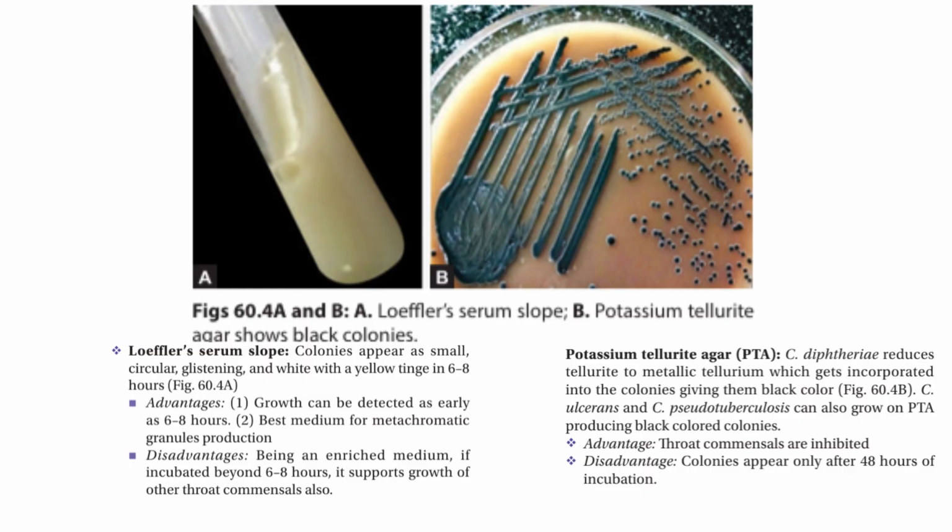All right, now for culture. You need to know 2 main types of media, and they each have a very specific job. On the left, you've got Loeffler's serum slope. It's all about speed. It's an enriched medium, so you get growth in just 6 to 8 hours, and it's fantastic for showing off those metachromatic granules. Then on the right, we have potassium tellurite agar, or PTA. This one's the specialist. It's selective, and C. diphtheriae creates these classic black colonies on it after about 48 hours by reducing the tellurite.